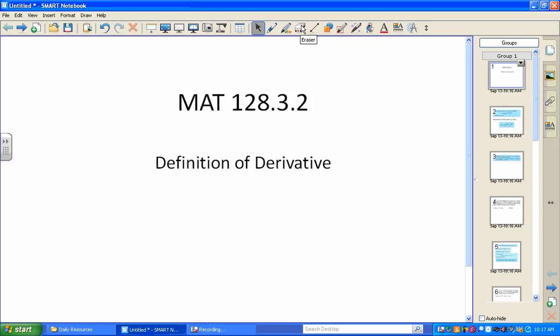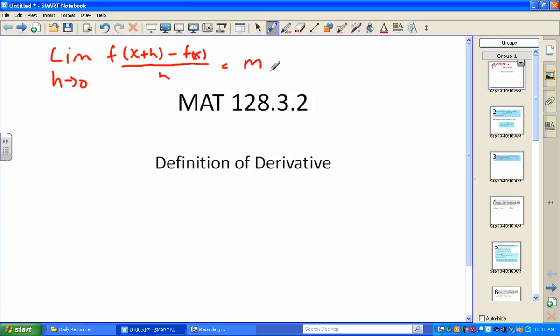We talked about the limit definition of the tangent line. We talked about the difference between the secant line and the tangent line. We said the limit as h approaches 0 of f of x plus h minus f of x all over h equaled the slope of the tangent line, which equals the instantaneous rate of change. Okay?